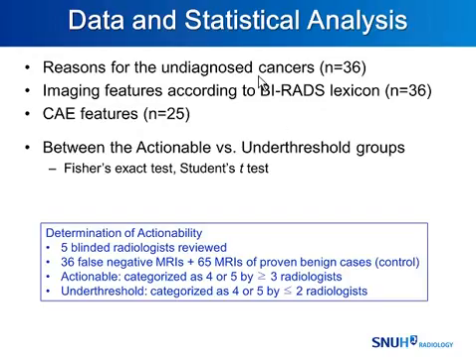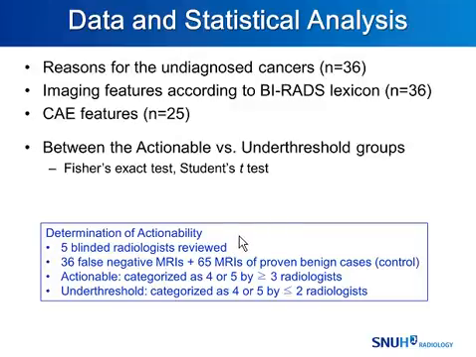We evaluated the possible reasons for the undiagnosed cancers, imaging features of the overlooked 36 visible findings, as well as the CAE features of the 25 lesions. In addition, we compared the imaging features and CAE features between the actionable and under-threshold groups.